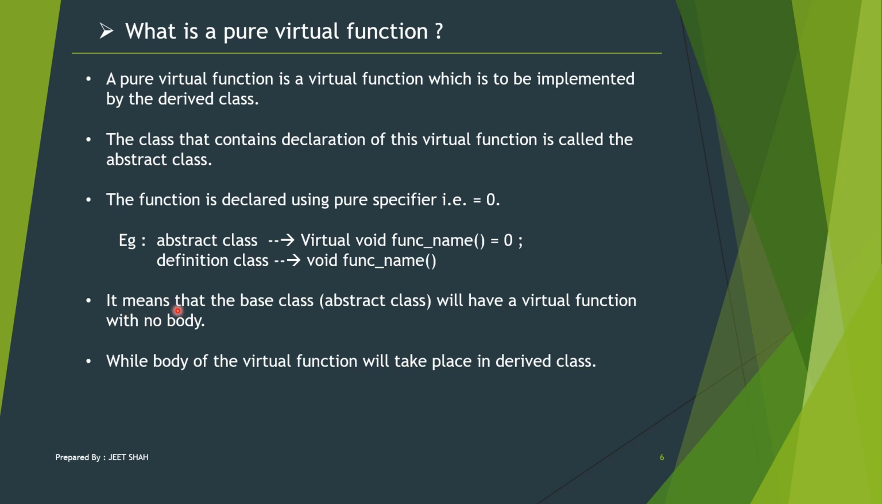So here it means that the base class or abstract class will have a virtual function with no body, while the body of the virtual function will be in the derived class. So the base class will not have the body, it will just have the declaration of the virtual function, while the body of the virtual function will be in the derived class. So now let us understand it more with the help of a program.